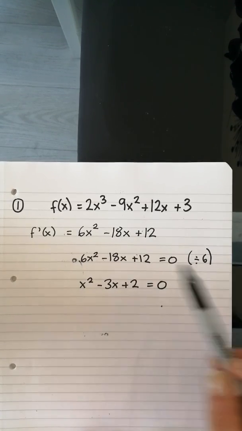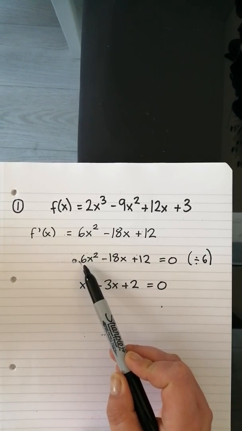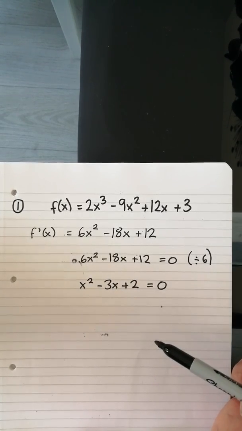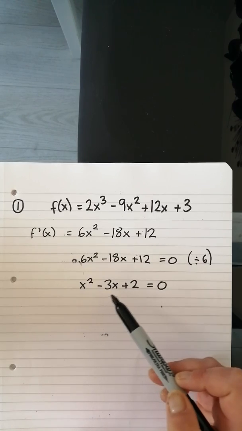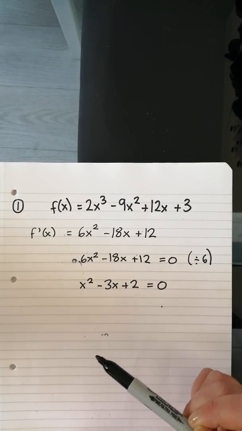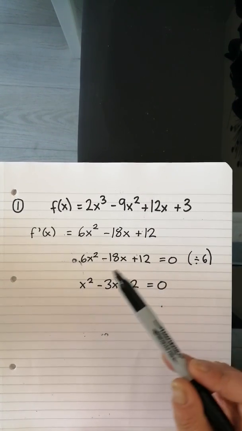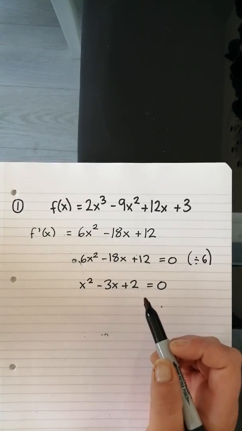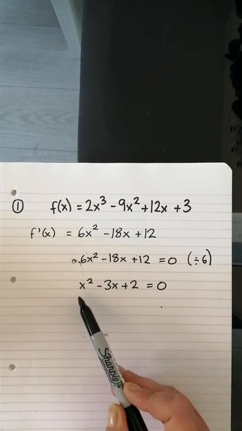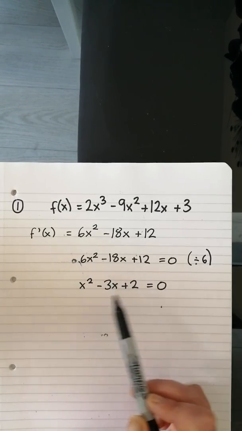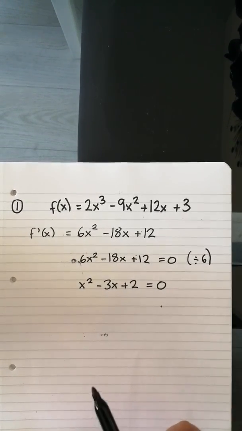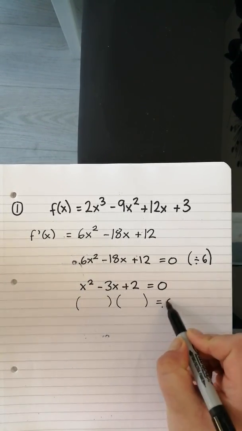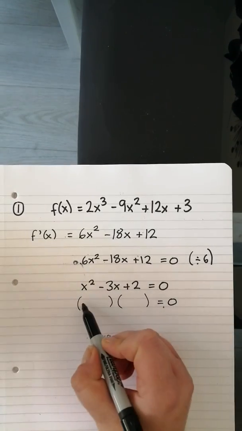And dividing by a constant each term in your quadratic doesn't change the roots. So we can find the roots of x squared minus 3x plus 2, and they'll be the same roots as this function up here. One way of finding the roots that you may know about is by factorization: factorizing this quadratic equation into its linear factors and setting them equal to 0.